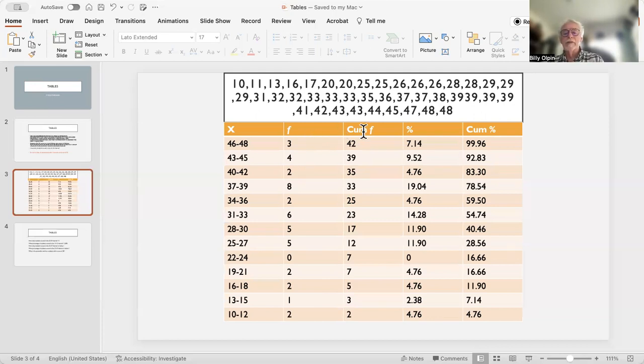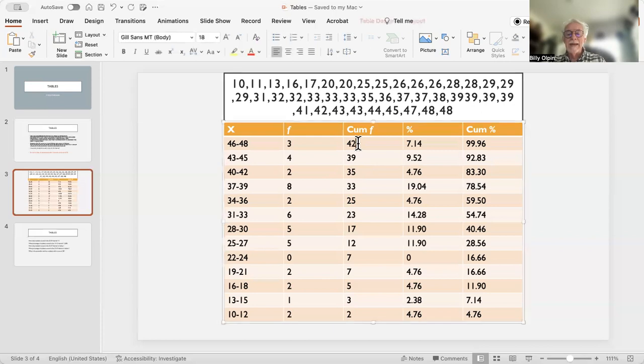Now, I want to get the cumulative frequency, okay? I start at the bottom and I do some simple addition. 2 plus 1 is 3, right? Plus 2 in the next interval is 5. Plus 2 in the next interval is 7. Plus none in the next interval is still 7. Plus 5 is 12, and so on. And I just crosswalk through this until I get up to the end.